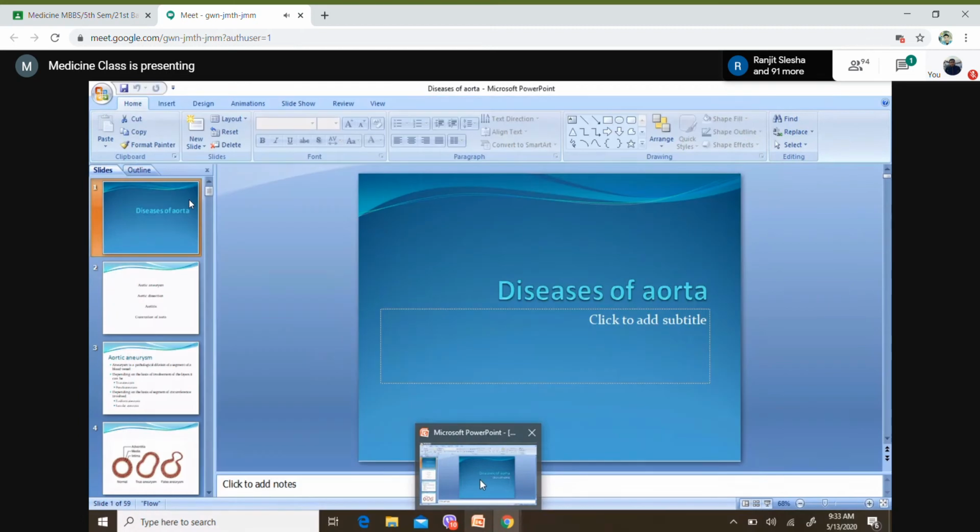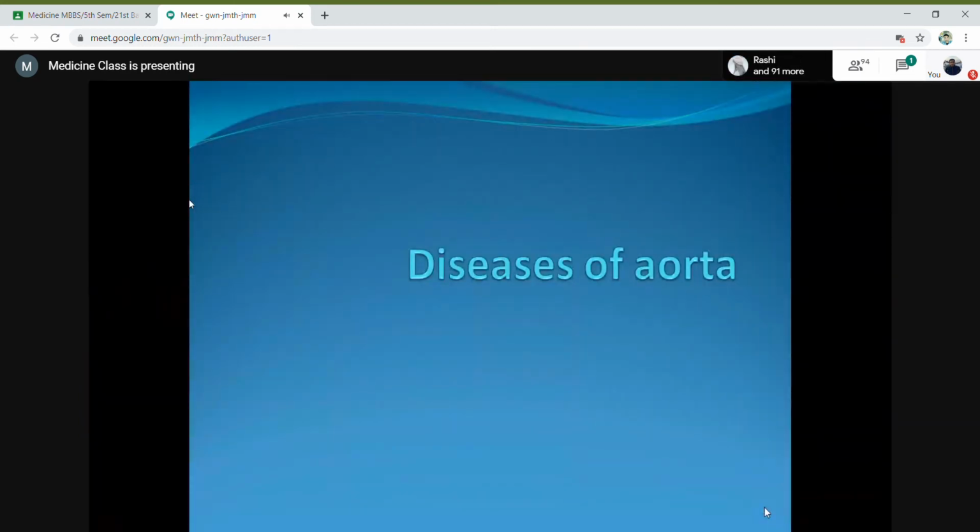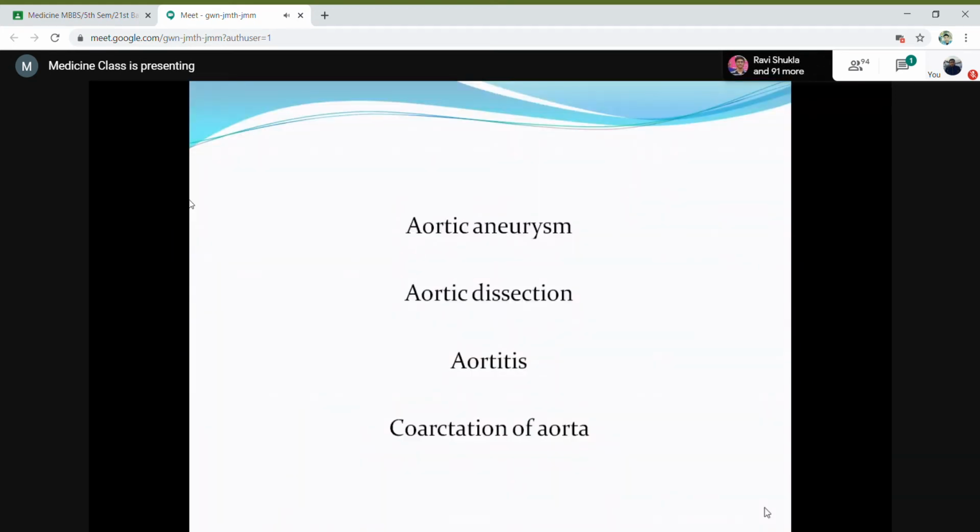Okay, for today we have diseases of the aorta. The aorta is the conduit through which the blood circulates to the peripheral circulation from the heart. There are different disorders of the aorta. The important ones we'll be discussing today are aortic aneurysm, aortic dissection, aortitis, and coarctation of aorta.